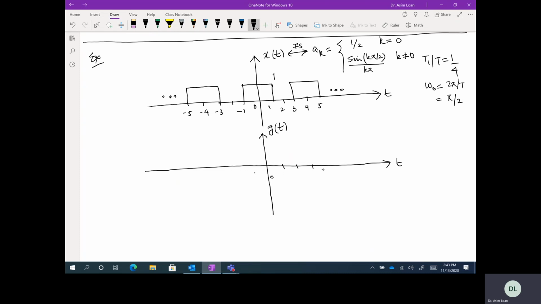So 1, 2, 3, 4. 1, 2, 3, 4. And this is like this. Okay, so this is minus half. This is plus half. This is 1, this is 2, this is 3, this is 4. This is 1, this is 2, this is 3, this is 4. And I think this goes up here, this goes down here, and this is periodic.